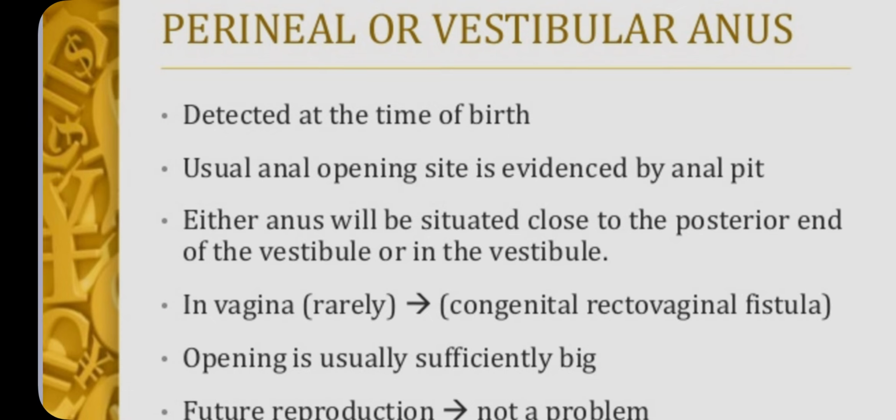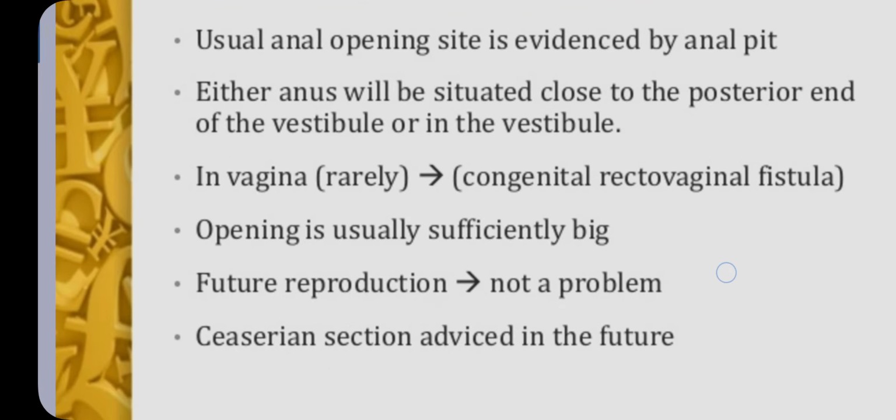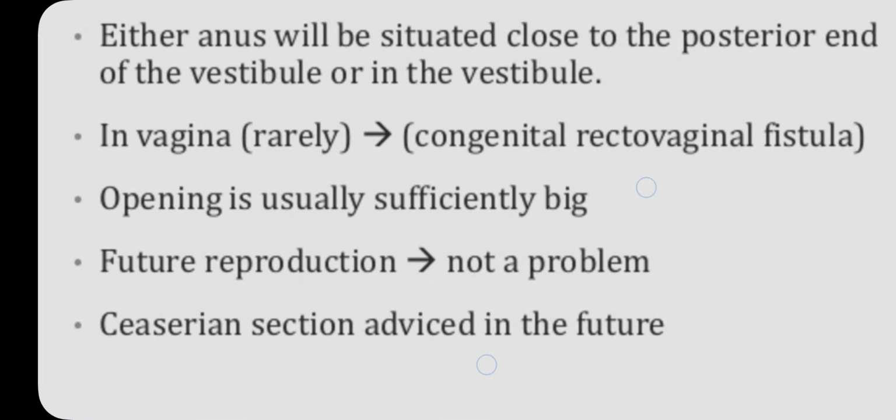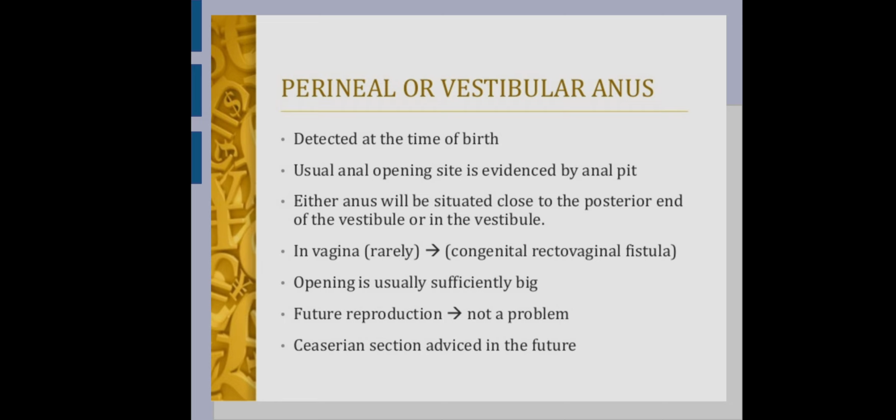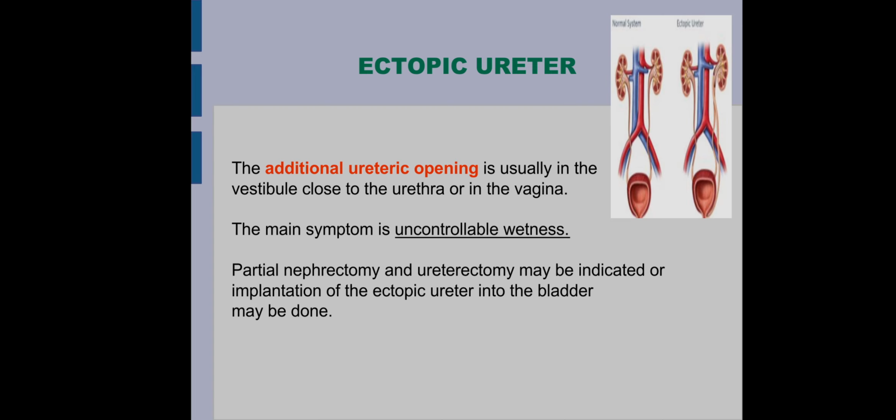Sometimes an anal opening is seen inside the vaginal canal, and in that condition it forms an abnormal tract called a rectovaginal fistula. As it is seen from birth, hence the name congenital rectovaginal fistula. The opening is usually sufficiently big. Further reproduction is not a problem, but it is better to go for cesarean section in the future.